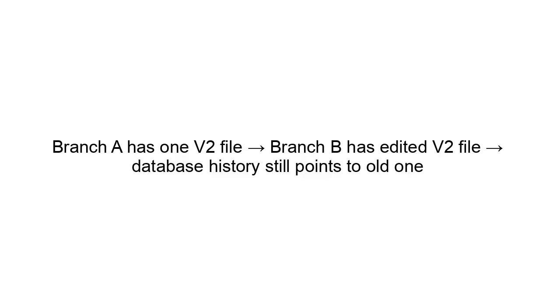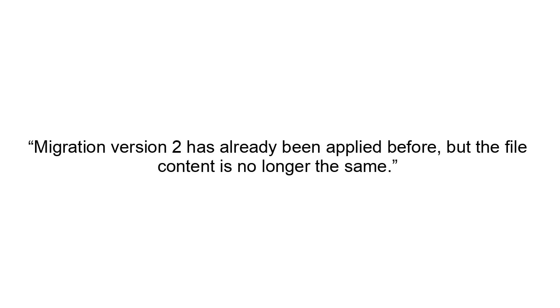Example concept. Branch A has one v2 file, branch B has an edited v2 file, so the database history still points to the old one. This can produce the mismatch. What Flyway is telling you: Flyway is basically saying, migration version 2 has already been applied before, but the file content is no longer the same. That is why validation fails. Example concept. Applied migration history equals current migration file content. This is a safety feature, not a bug.